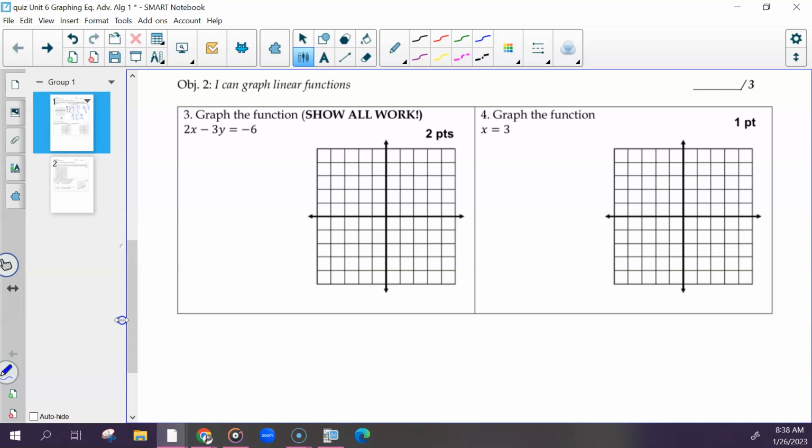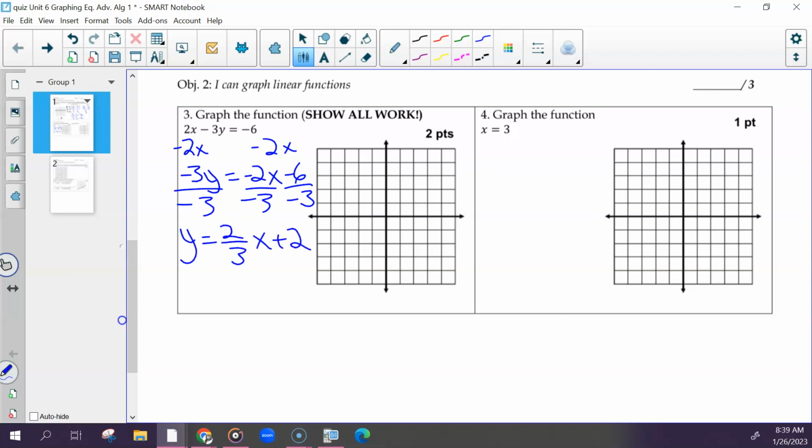So many of you converted, subtracted 2x, divided everything by -3 to get positive 2/3 x plus 2. And then graph using that. If you're using this, you need to plot as many slope points as possible. So start at your y-intercept, go up 2 to the right 3, down 2 to the left 3. I can't go again, otherwise I'd be off the graph and we don't need to do that.